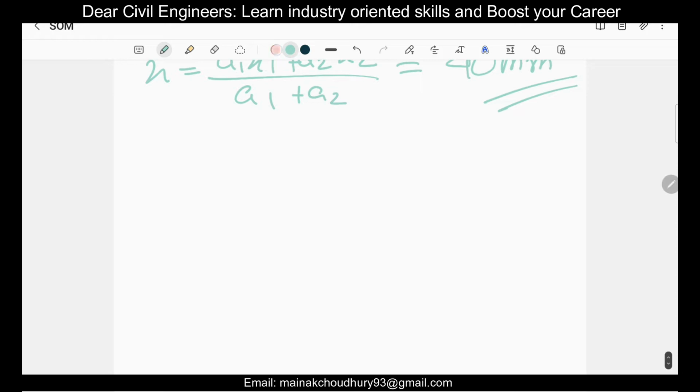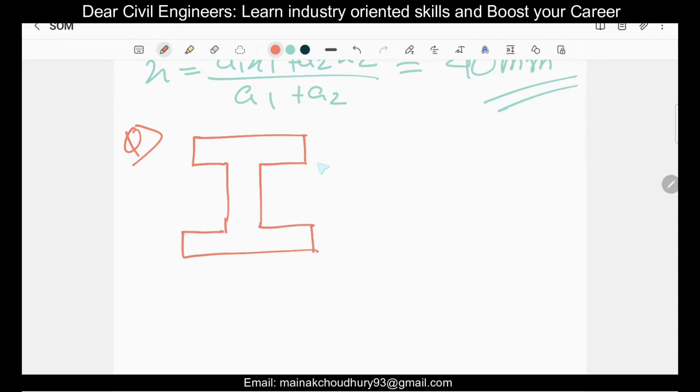Okay, so let's take an I section here, right? These questions are also very common here. So this is an I. The dimensions: this is 100, this is 20, and this is 150, right? And this is again 20, the web, and this is 30. That is what is given here.